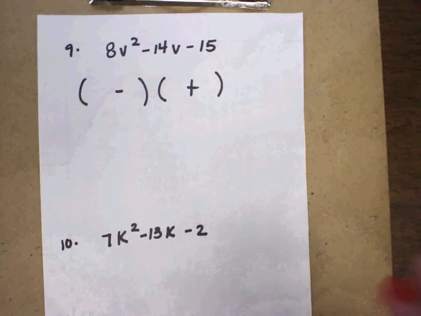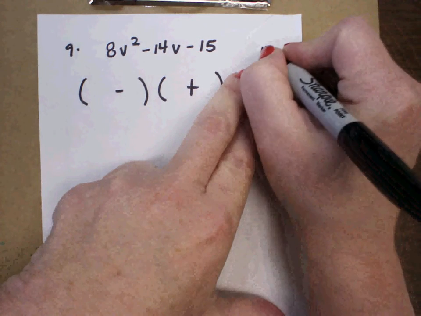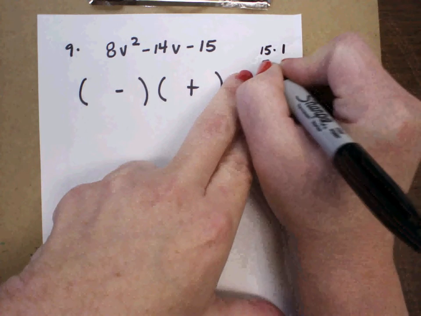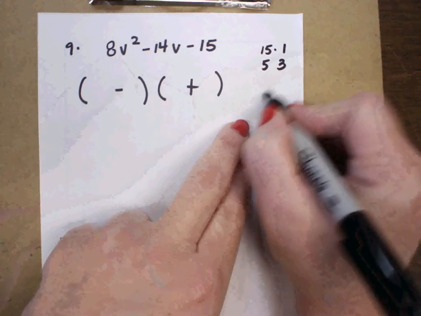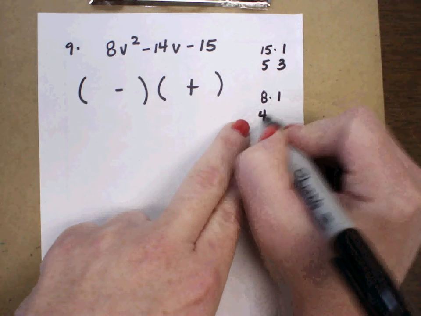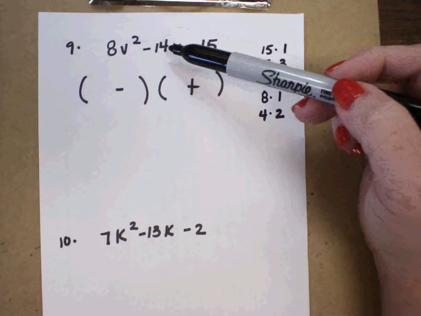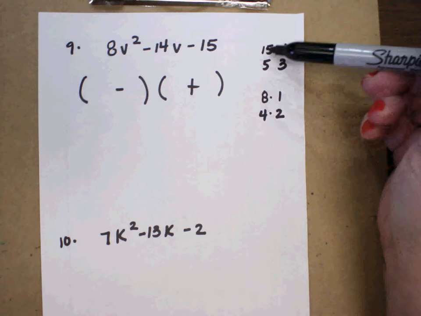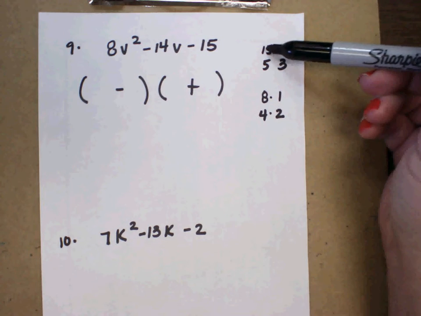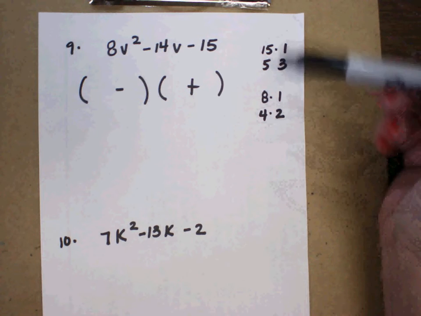Okay, so for 15, there's just two, right? 5 and 3. And for 8 it's 8 and 1, and 4 and 2. I'm going to try to stay away from the big numbers, because I do not want to multiply 8 times 15. Do I? No. I always try to start with the smaller ones, because those are the easiest.